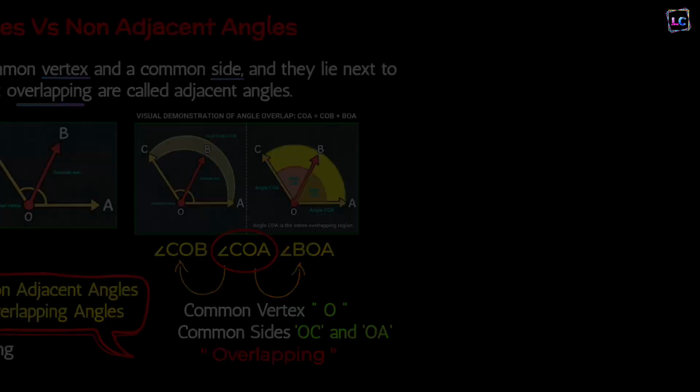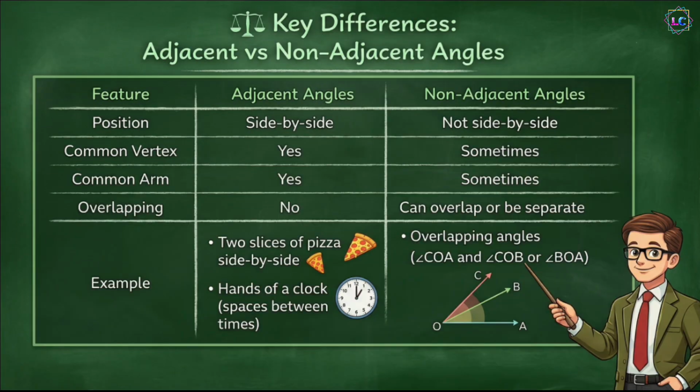Now let's look at the key differences between adjacent and non-adjacent angles. First, position. Adjacent angles are side by side, while non-adjacent angles are not side by side. Next, common vertex. Adjacent angles always share a common vertex, but non-adjacent angles may or may not share the same vertex. Now, common arm. Adjacent angles always have a common arm, but in non-adjacent angles, a common arm is only sometimes present. Now the most important point, overlapping. Adjacent angles do not overlap at all, but non-adjacent angles can either overlap or be completely separate.